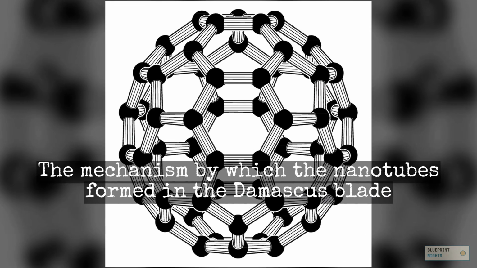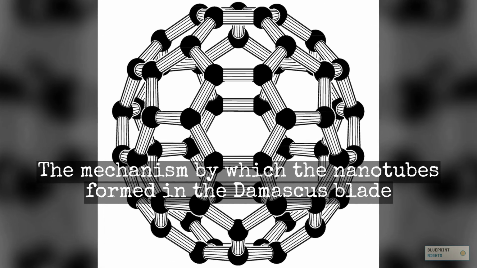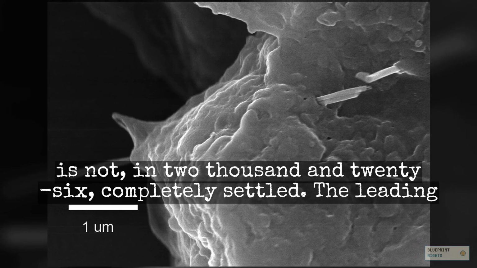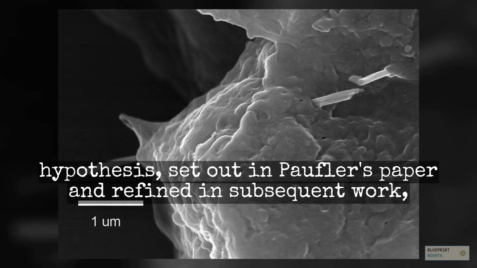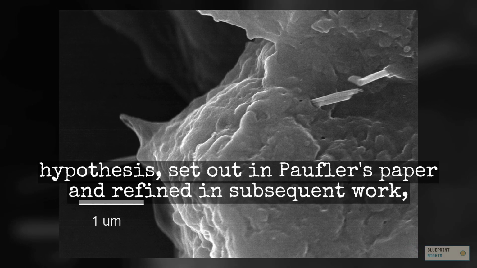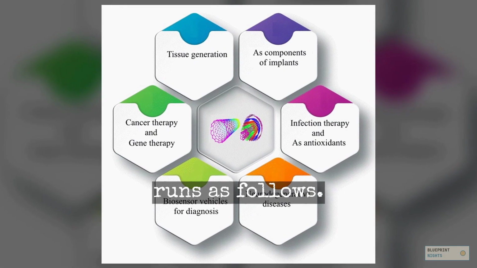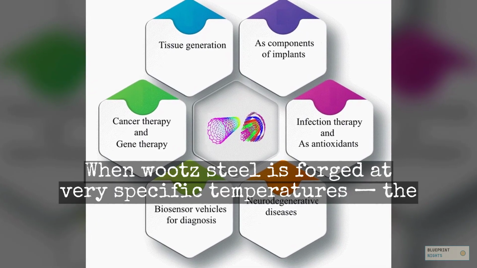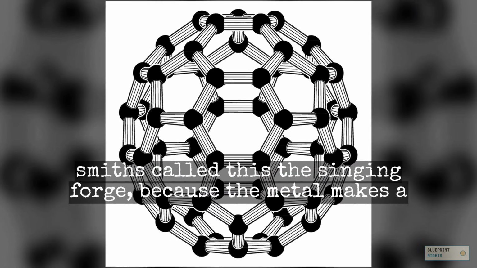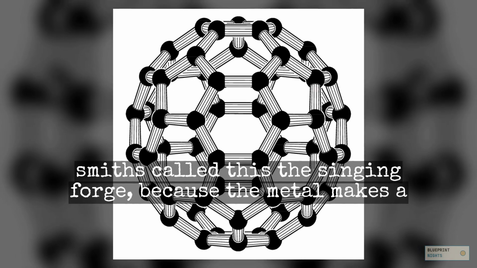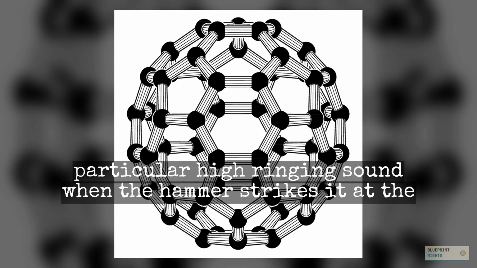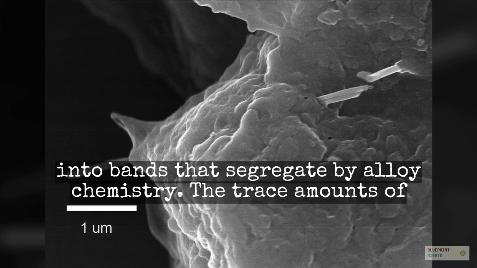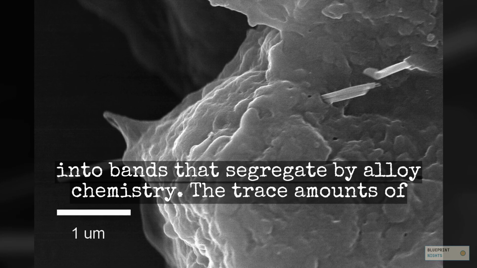The mechanism by which the nanotubes formed in the Damascus blade is not, in 2026, completely settled. The leading hypothesis, set out in Paufler's paper and refined in subsequent work, runs as follows. When wootz steel is forged at very specific temperatures, the smiths called this the singing forge, because the metal makes a particular high-ringing sound when the hammer strikes it at the correct heat. The carbon atoms in the iron migrate, slowly, into bands that segregate by alloy chemistry.